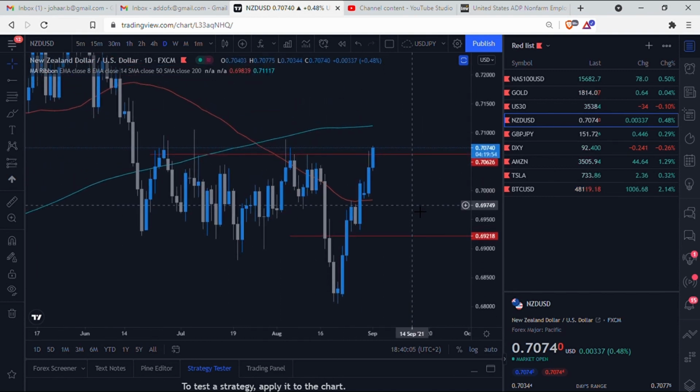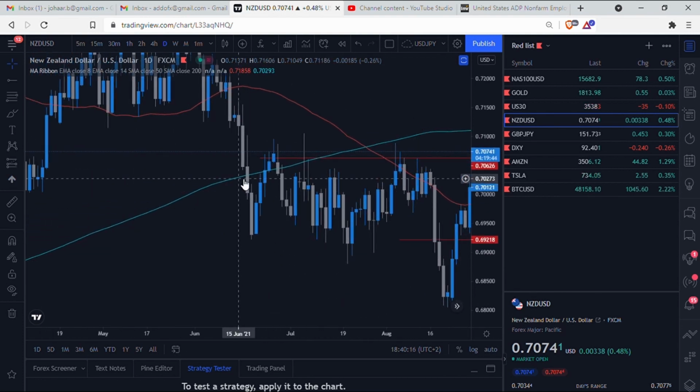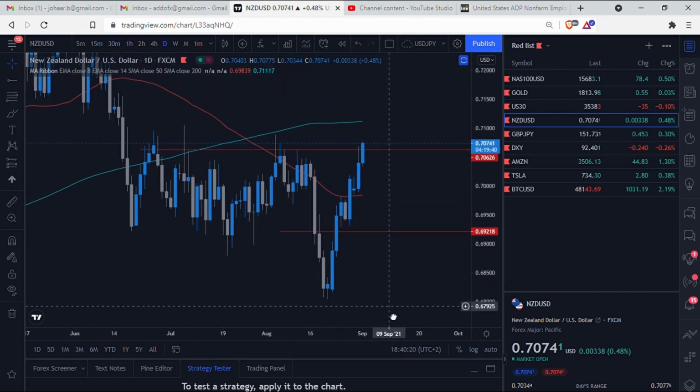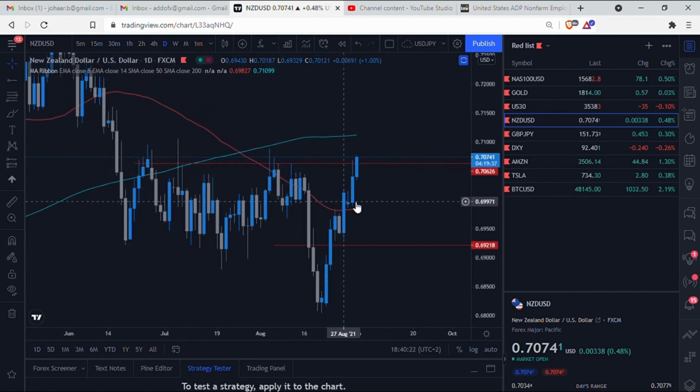So two things here, guys. The first thing is when the candlestick body is below the 50 or the 200, we are in a bearish market. As you can see here, we were below. What happened? The market fell down to the downside. When the candlestick body is above the 50 and the 200, we are in a bullish market.